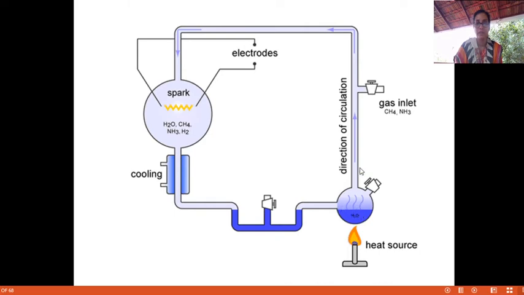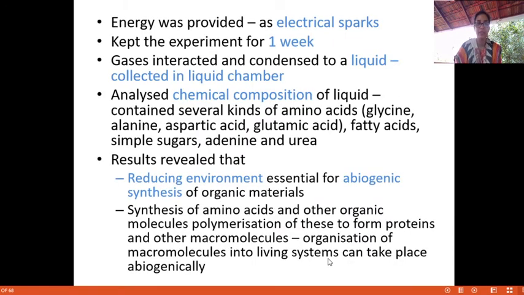Water in the form of heat was circulated in this setup, then whatever was being produced was cooled and then collected. And to their surprise, they found that there was actually amino acids and other organic molecules found in the condensed liquid. They kept this experiment for 1 week and collected the liquid in the liquid chamber. They analyzed the chemical composition and they found that there were several amino acids such as glycine, alanine, aspartic acid, glutamic acid, etc. There were fatty acids, simple sugars, adenine and urea.